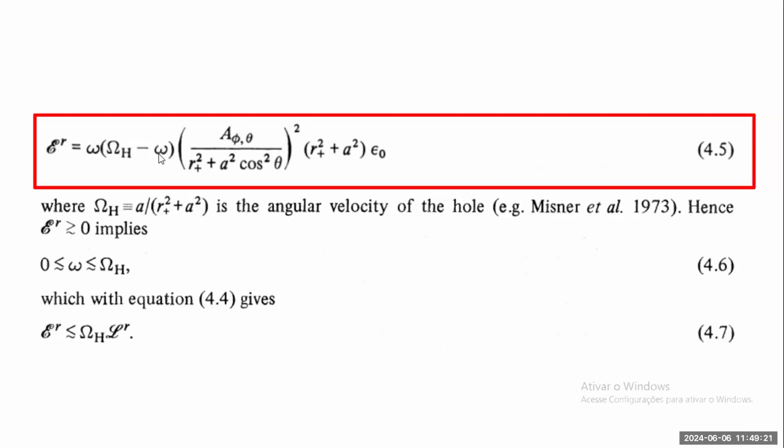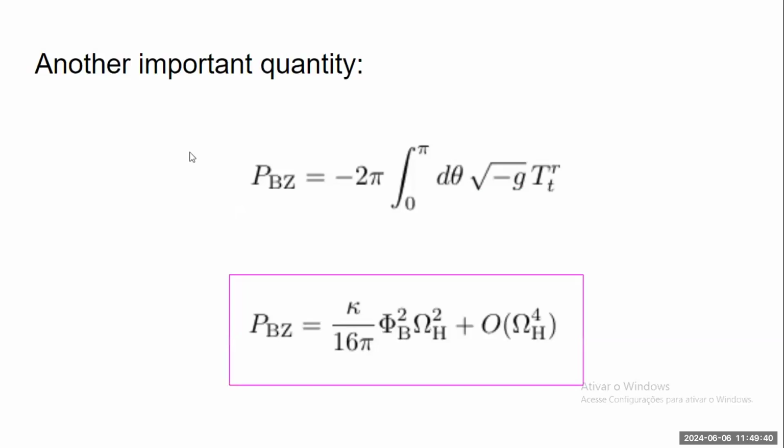This quantity says to you that very close to the black hole, the poloidal magnetic field has an angular velocity component, right? So another important quantity about this effect is the power that we can calculate, right?